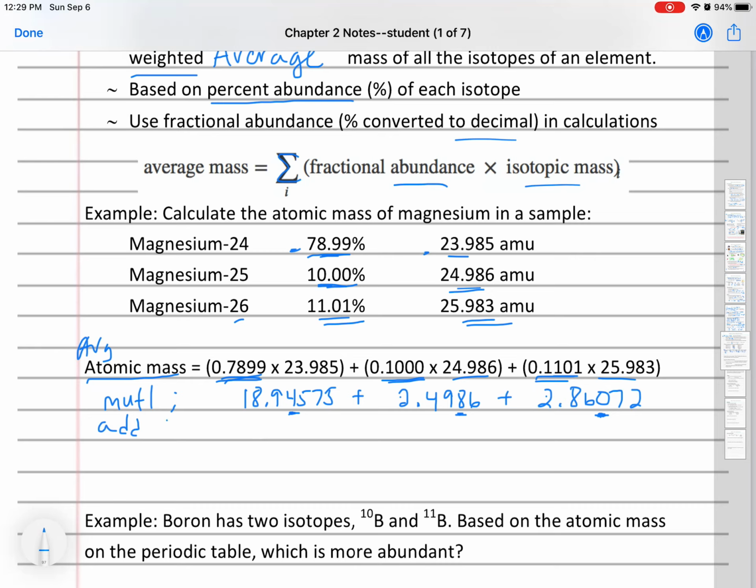But now the second thing we need to do is addition. And remember, when we do addition, the rules for sig figs are different. So I'm just going to add all these together, and I get 24.305078. All right, but now I need to figure out where to round that to.